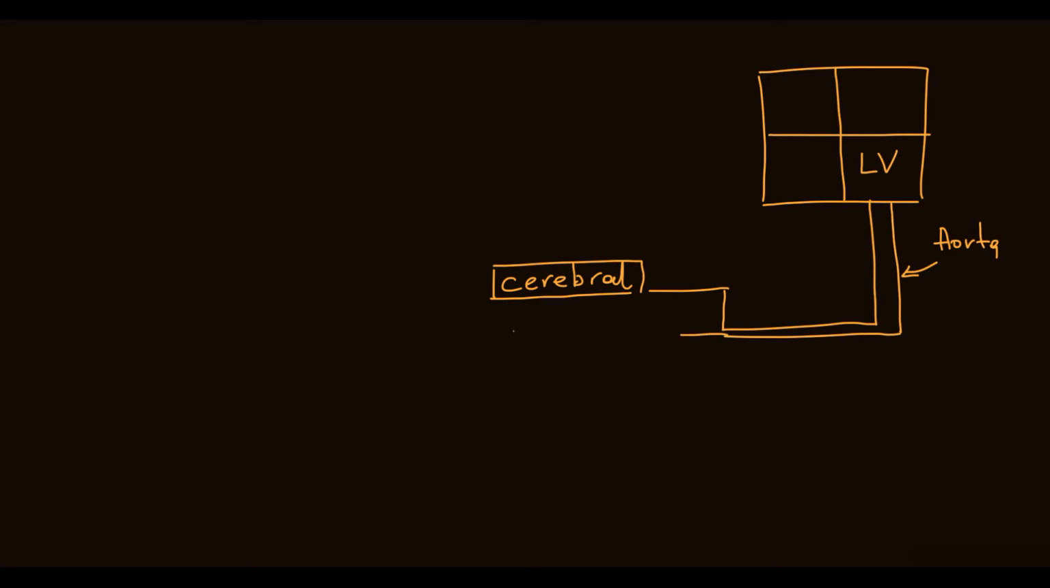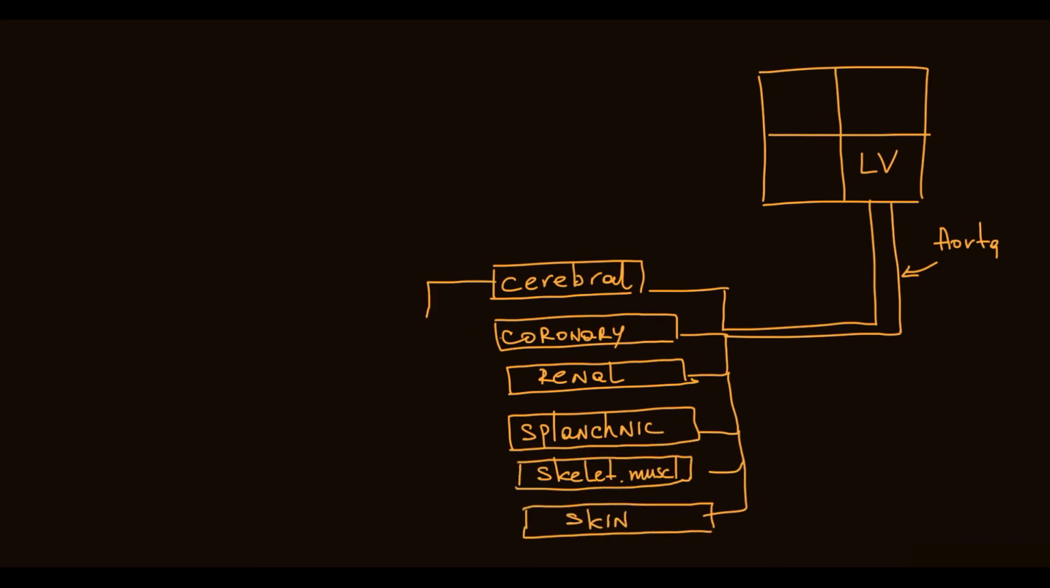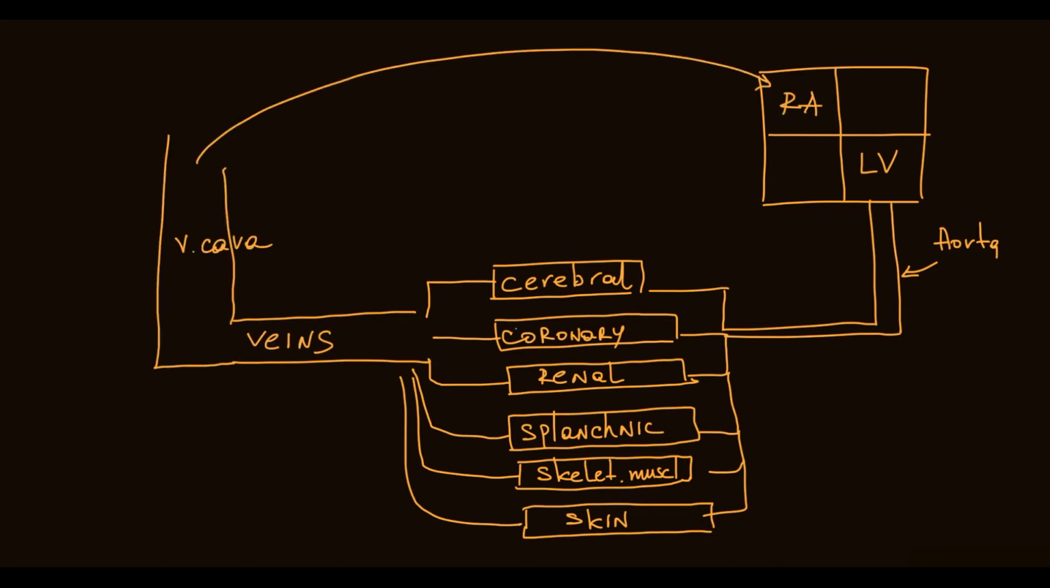circulation. To explain this, there is the heart, and from the left ventricle blood is going to the aorta, and then by sets of parallel arteries blood is distributed simultaneously among various organ circulations. It's cerebral, coronary, renal, splanchnic circulations, also skeletal muscles and skin. Then blood by veins through vena cava is going to the right atrium. Let's assume that cardiac output is 5 liters per minute.